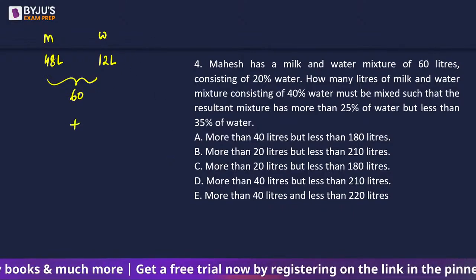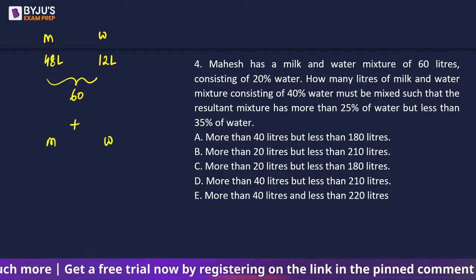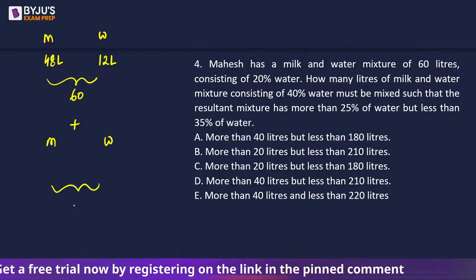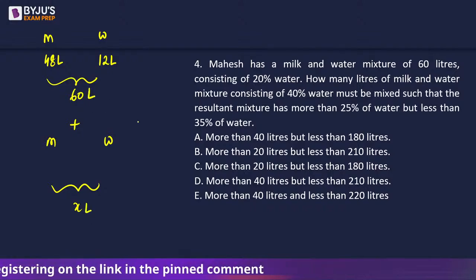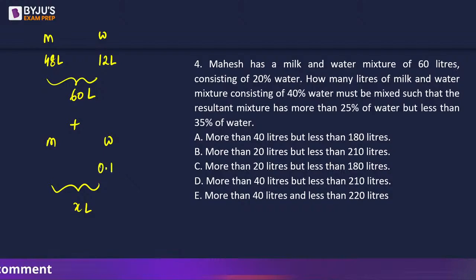Now the question is how many liters of milk and water mixture? So along with this we are supposed to add another milk and water solution. How many liters? We don't know. Let's say we have to add X liters, consisting of 40% water. So 40% of X is 0.4X. And obviously the remaining 0.6x is going to be milk.